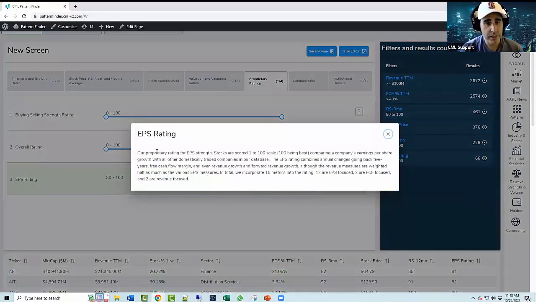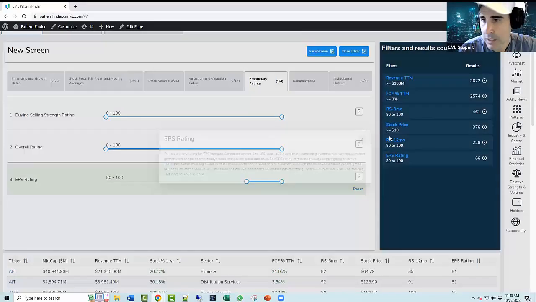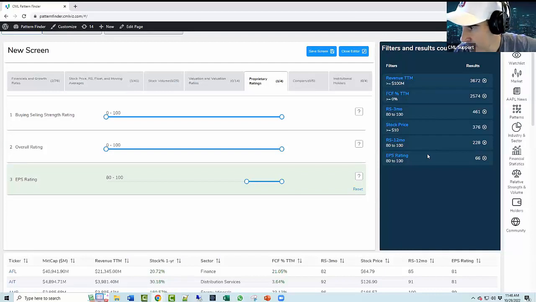Our proprietary rating for EPS strength, stocks are scored from 1 to 100. 100 is best. Comparing a company's earnings per share growth with all domestically traded companies. It combines annual changes going back 5 years, free cash flow margin, revenue growth, forward revenue growth. So that's what analysts are estimating, right? So forward revenue measures are weighted slightly less than EPS. It actually takes 16 metrics. 12 are EPS focused, 2 are free cash flow focused, and 2 are revenue focused. Now we're down to 66 companies.